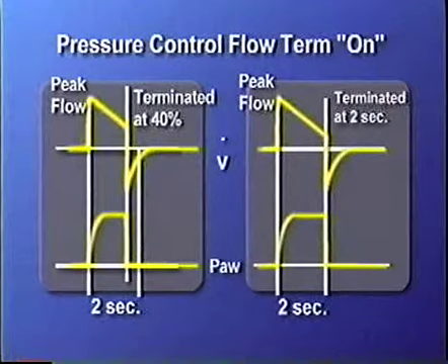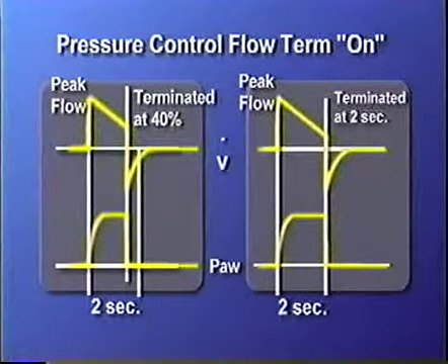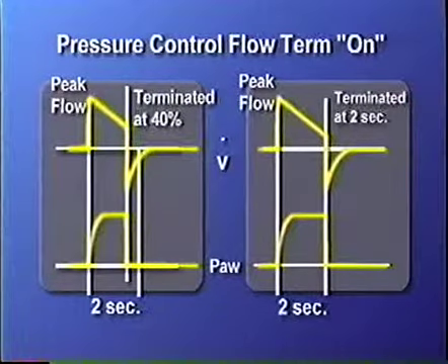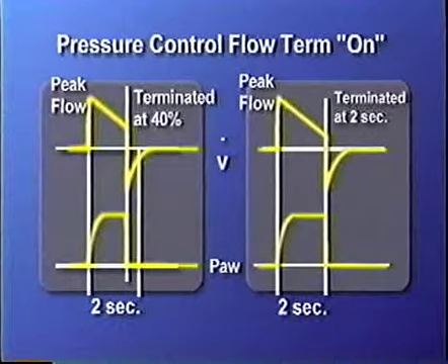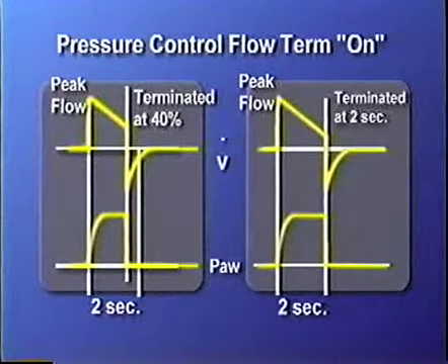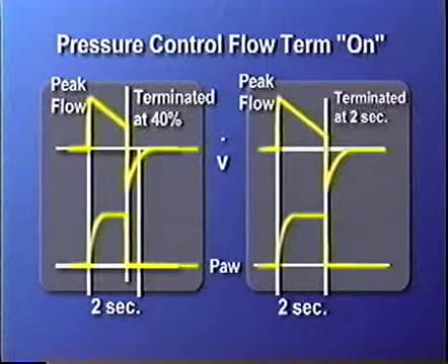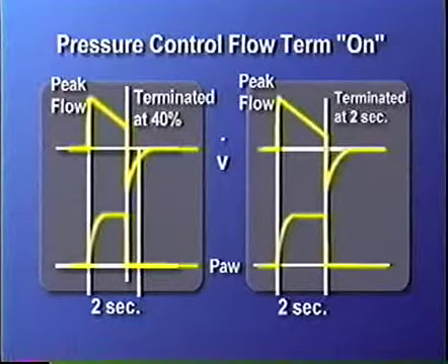The diagram on the right shows the pressure control flow termination on and the variable flow termination set to 10%. In the example, the pressure control breath cycled because the inspiratory time of 2.0 seconds elapsed before the peak inspiratory flow fell to only 10%.